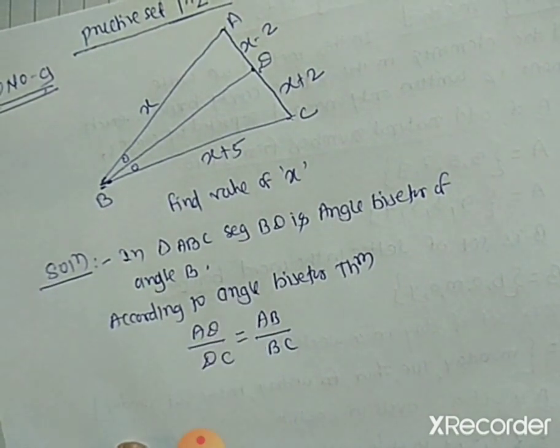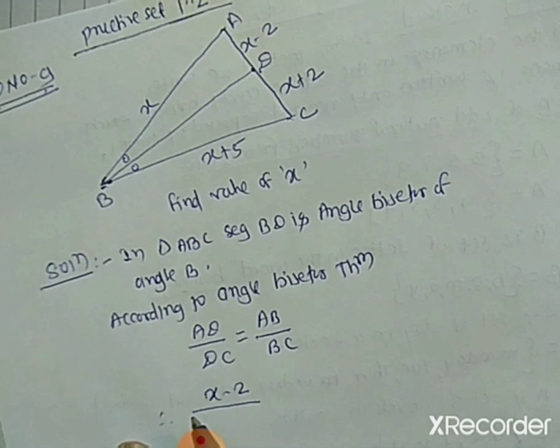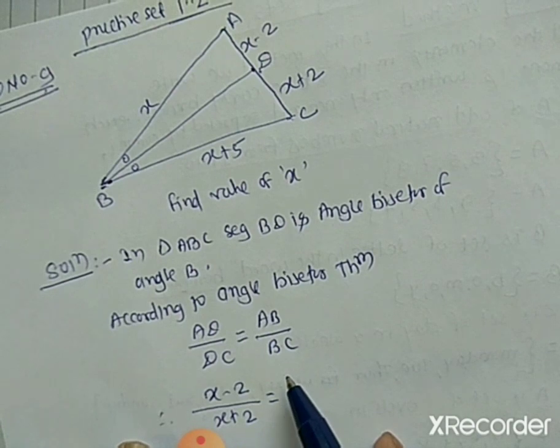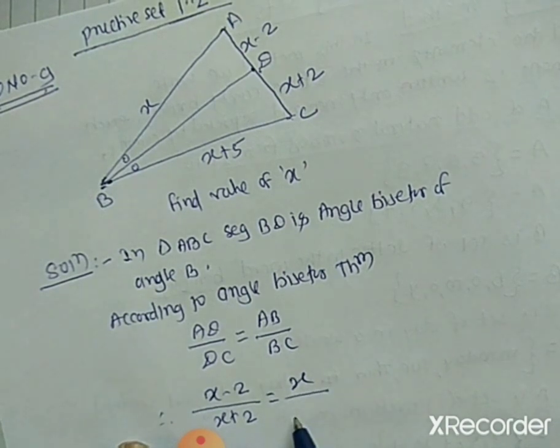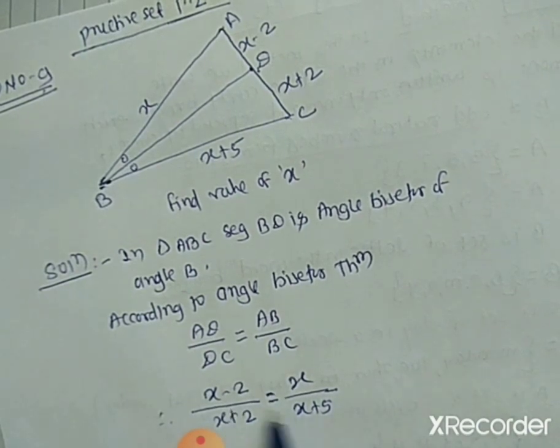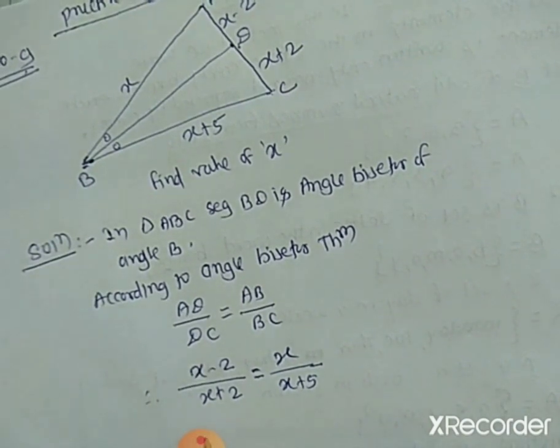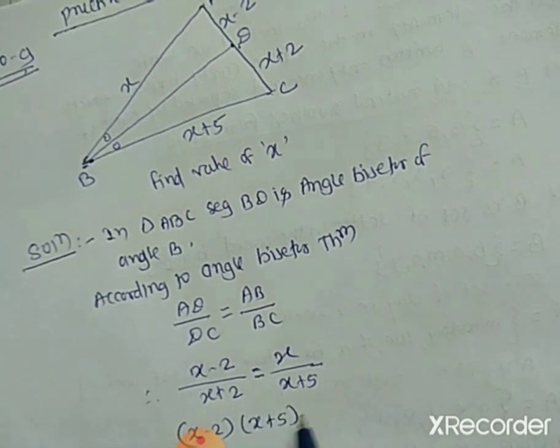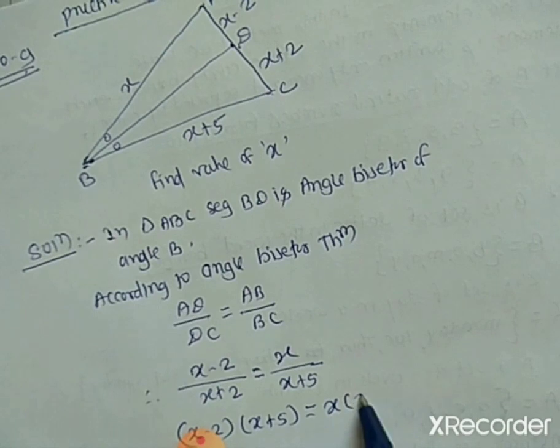Putting the values in the given figure, what is the value of AD? It is x minus 2 upon, what is the value of DC? It is x plus 2, which is equal to, what is the value of AB? Value of AB is x and value of BC is x plus 5. Now here is an equal to sign, that's why I have to take cross multiplication, that is x minus 2 into x plus 5 is equal to x into x plus 2.